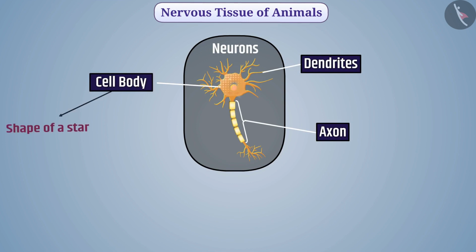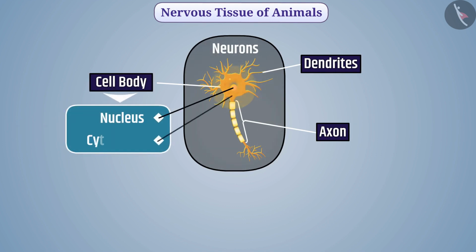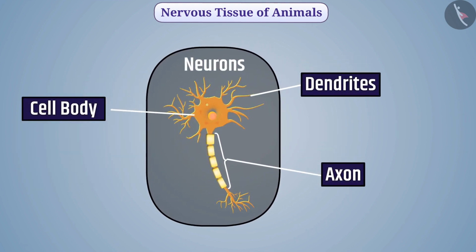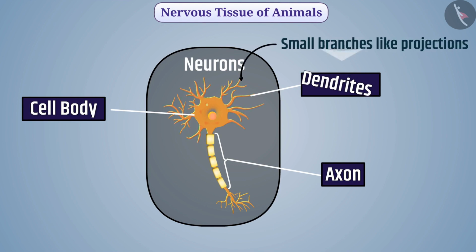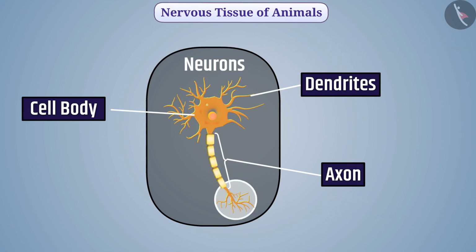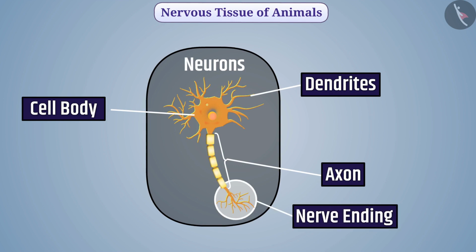Cell body is star-shaped and is the main part of the neuron, which contains nucleus and cytoplasm. From the cell body, long and thin hair-like branches arise. From the cell body of each neuron, small branch-like projections, dendrites, arise, and one long projection, that is, axon, arises. The terminal end of the axon is called nerve ending.